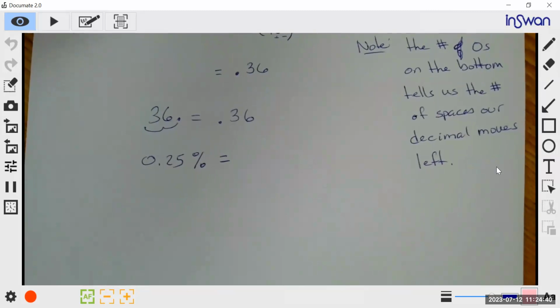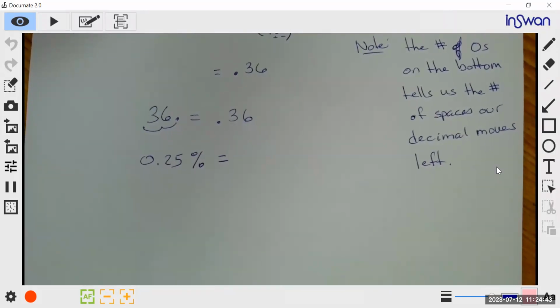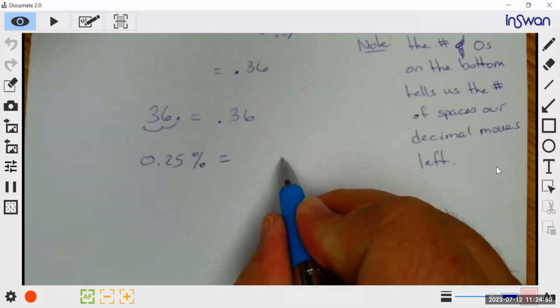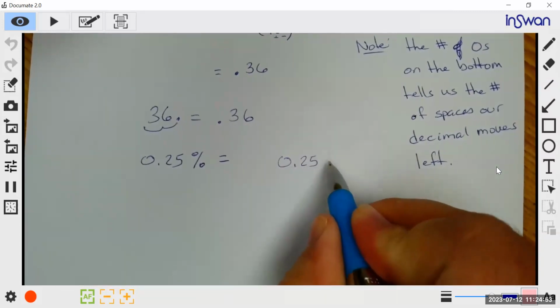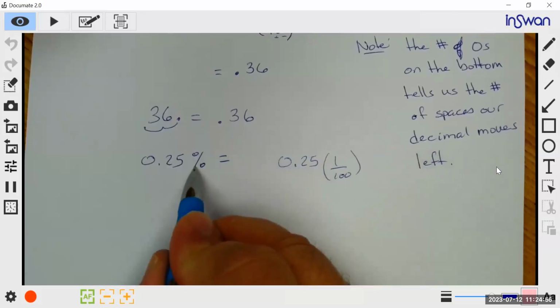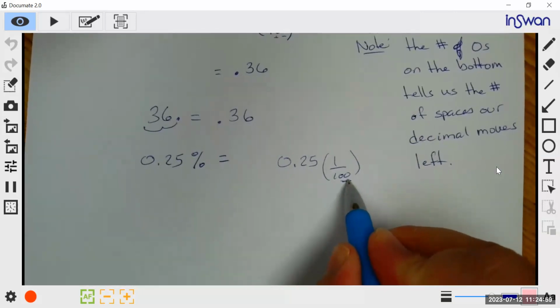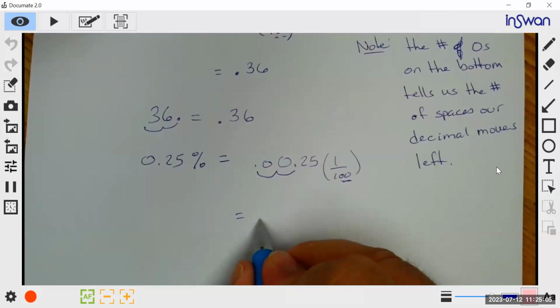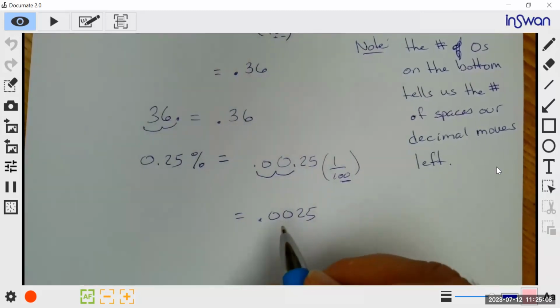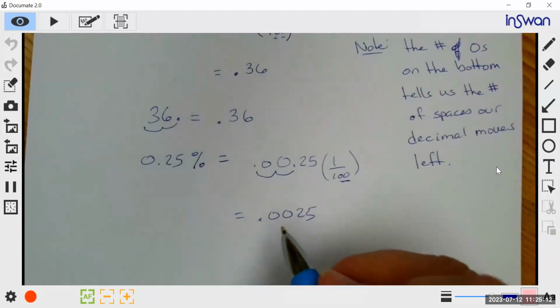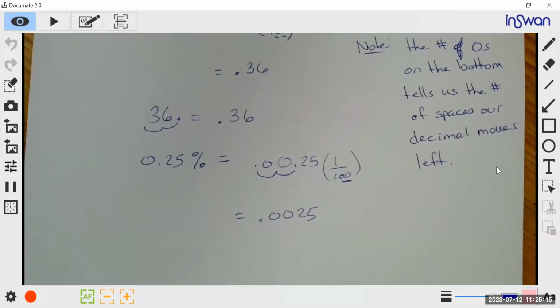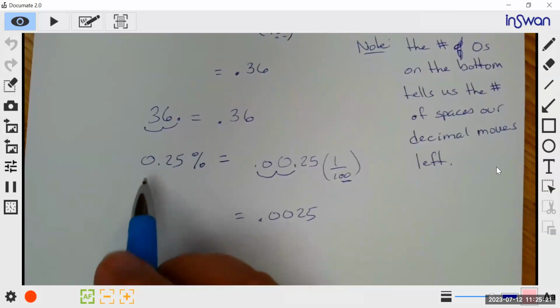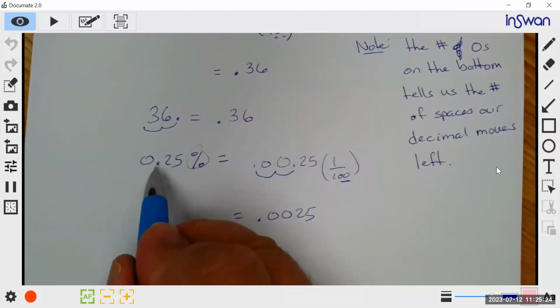So what would that be in decimal? Our number is right here, like this right now, and that's 1/100, right? That's what that means. We have two zeros on the bottom, so that means move the decimal two to the left. So it equals 0.0025. So don't get fooled if there's a decimal in front of it or not. If it's a percent, move the decimal two to the left.